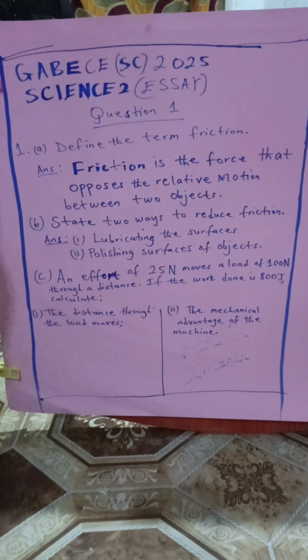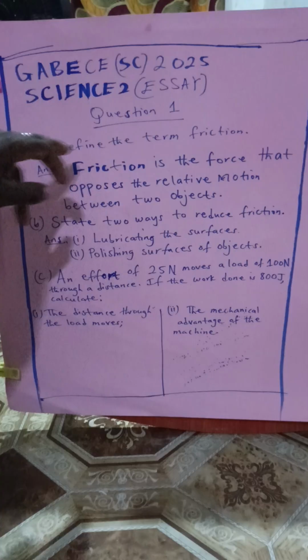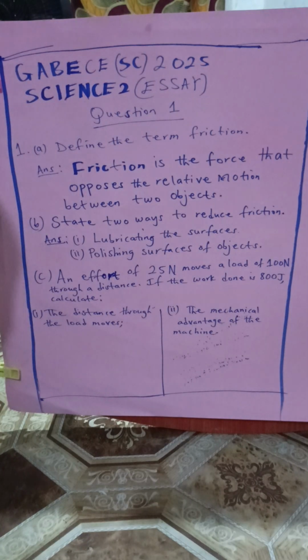I have solved the first part in order to shorten the video so that the video will not be too long. Define the term friction. Friction is the force that opposes the relative motion between two objects, but it can be defined in different ways. Friction is the force that opposes the motion of one surface against another. Friction is the force that opposes motion. All those answers will be accepted. There are many. So that is the definition of friction.